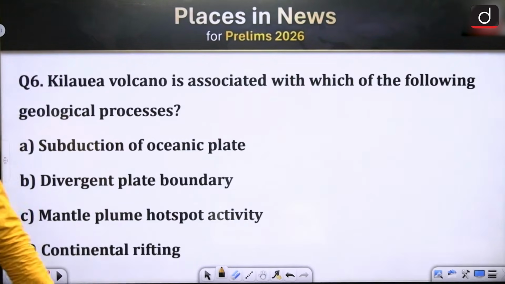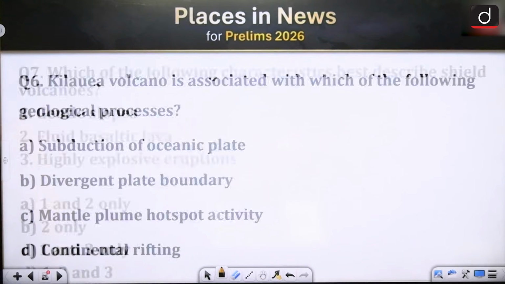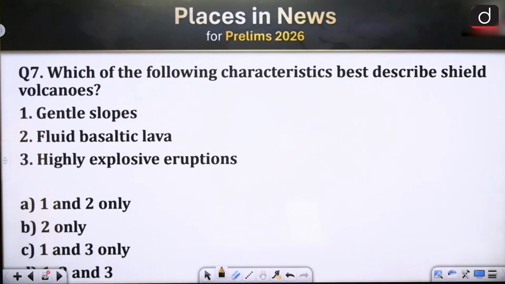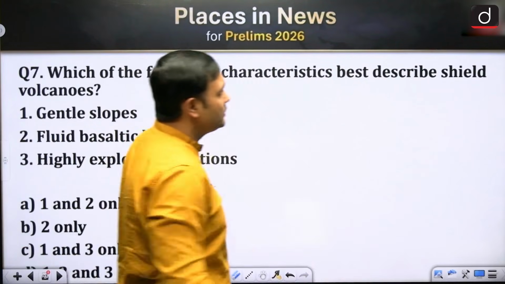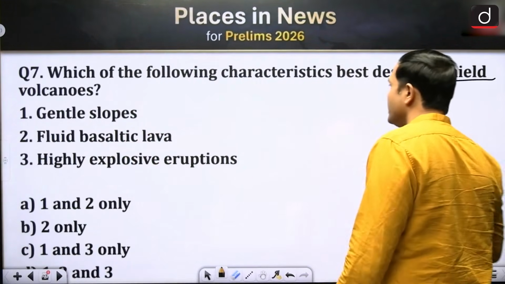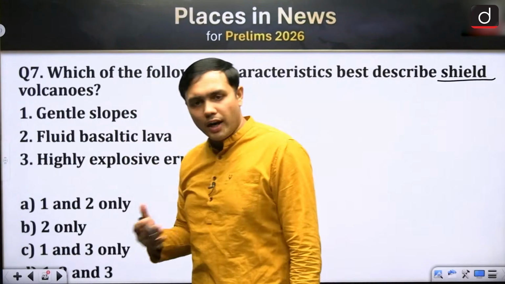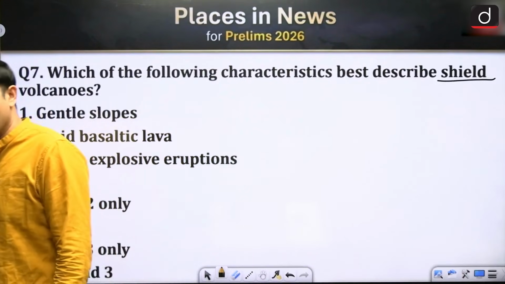The question associated with it can be, say for example, that this is associated with following geological processes, and let's see how many of you are able to remember this. Shall we pause it here, try and answer? Next question is with respect to which of the following characteristics best describes shield volcanoes? Now this is straight from geomorphology, right? You can totally expect this kind of question, right?